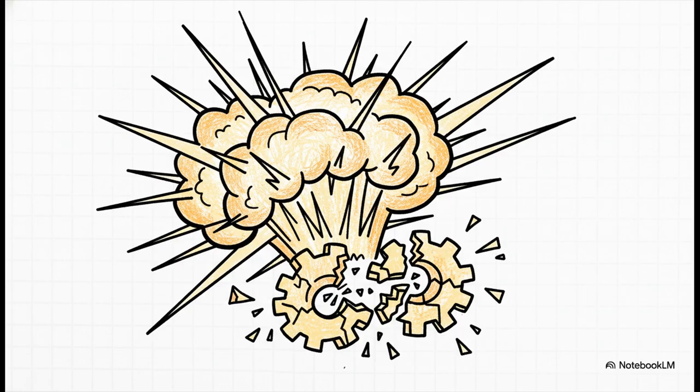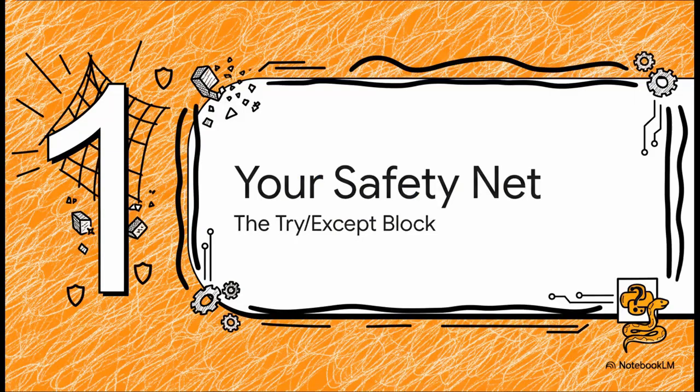But what if there was a way to see this coming? A way to catch it before it blows everything up? Well, there is, and it's called the try/except block. You should really think of this as your code's safety net. It's the built-in tool Python gives us to actually anticipate and manage these kinds of program-stopping meltdowns.